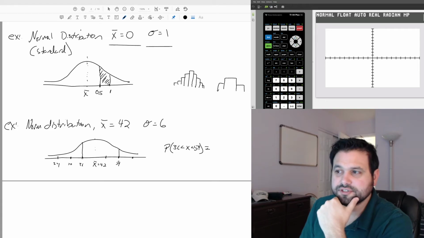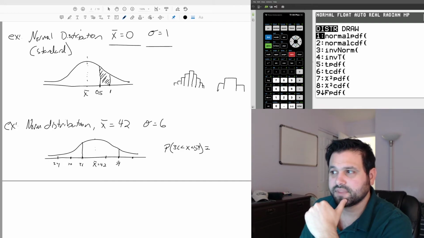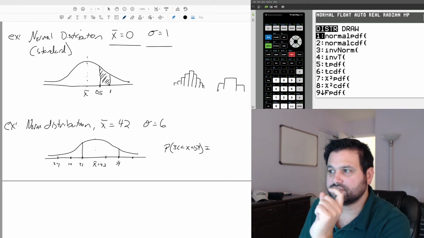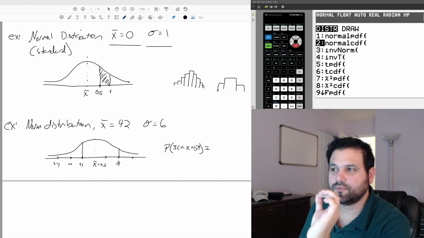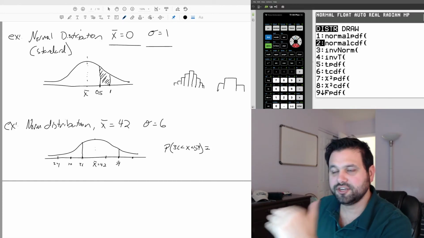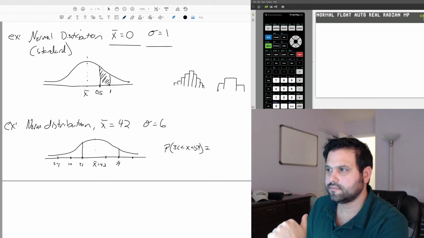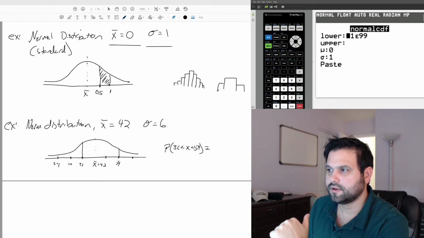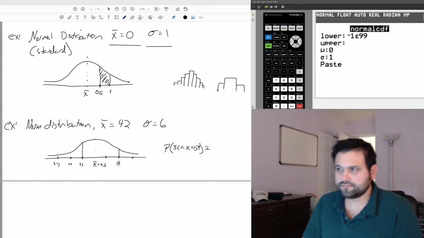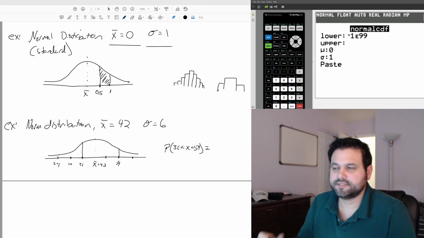We're going to go to the distribution. So we're going to press second vars, and it's the first one that comes up and the second one that comes up. So there's normal PDF and normal CDF. Because we are dealing with continuous functions here, we're going to do normal CDF. And we get this screen. Lower, upper, mu, sigma, and paste.